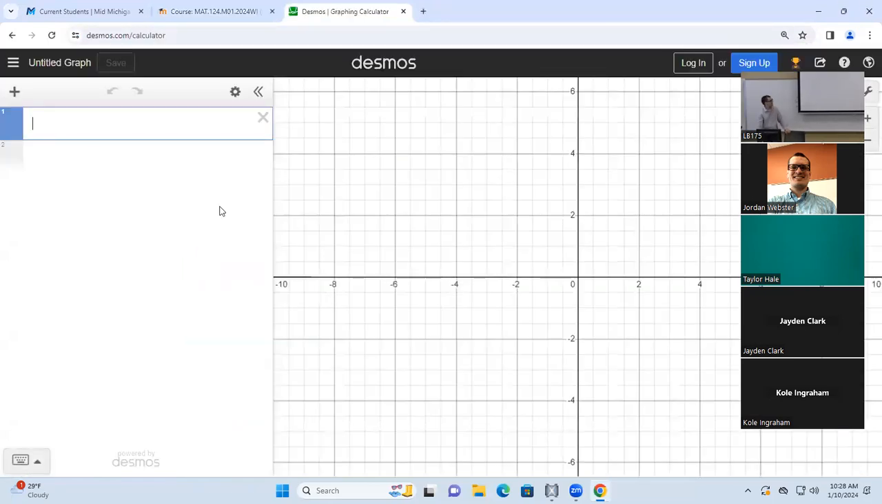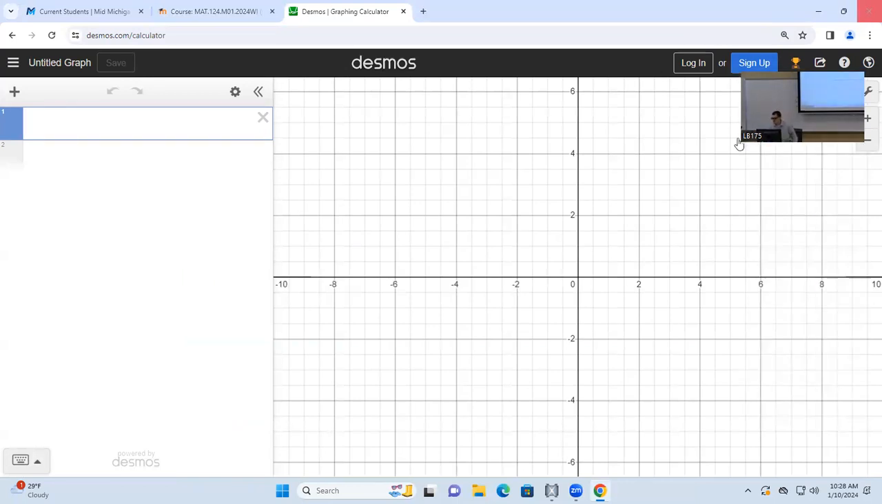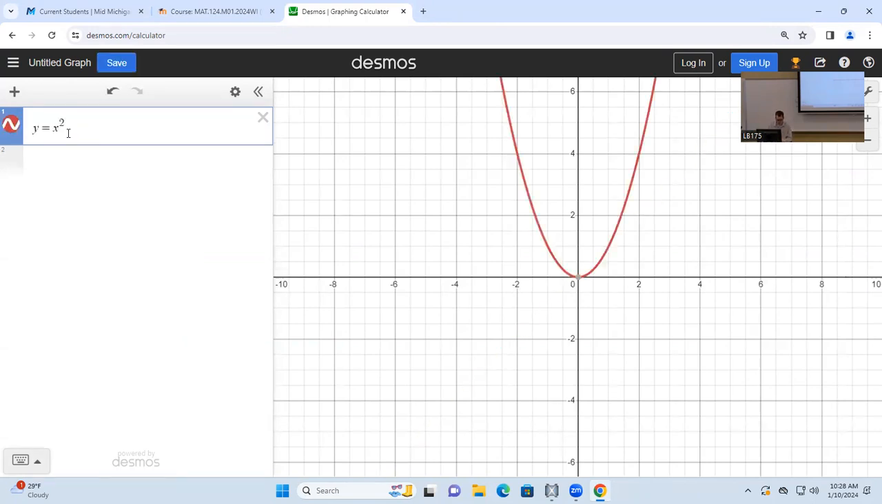So we're going to take a look at Desmos for just a moment. And we're going to take a look at the domain and range of graphs, I should say, a graph of various functions. So, don't worry about what I'm typing here.